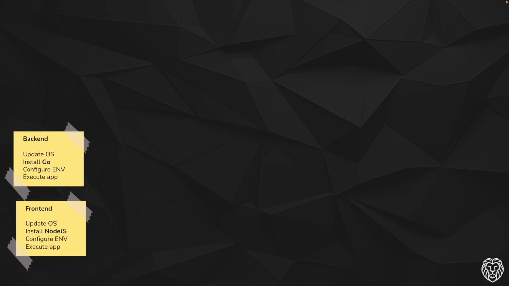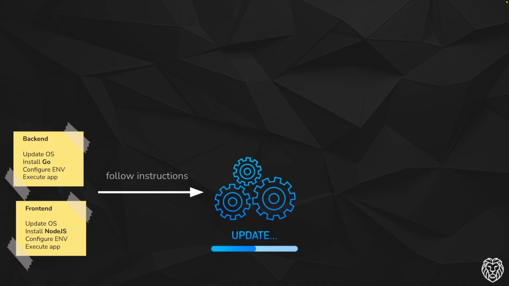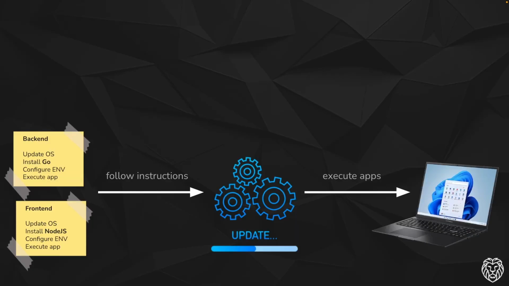So you start going through these notes, you start following these instructions, and you start configuring your system. You update the operating system, you install Go, install MongoDB, install Node.js. Finally, you execute the backend, and hey, it seems to be working. Now you execute the frontend, and to your surprise, the frontend communicates with the backend, and the backend communicates with the database. So everything is ready for you to start working on.